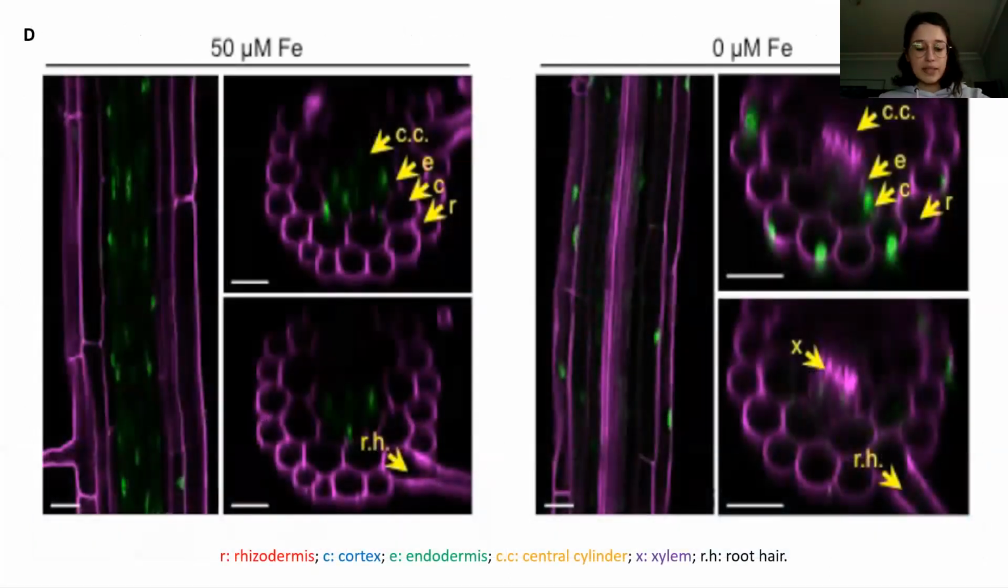In part D, these are just the sections from the root differentiation zone, and they tried to visualize the protein localization of BHLH121. It's done by producing a construct of BHLH121 and green fluorescent protein. In control conditions, GFP fluorescence is detected in the nuclei of the cells located in the central cylinder and endodermis. However, in iron deficient conditions, this fluorescent signal is detected in the rhizodermis and the cortex.